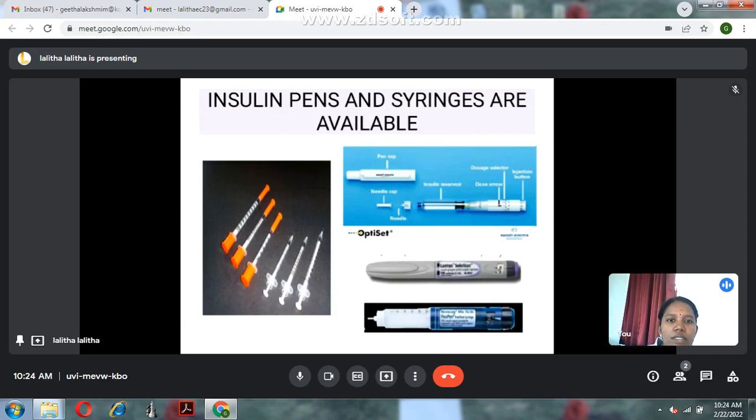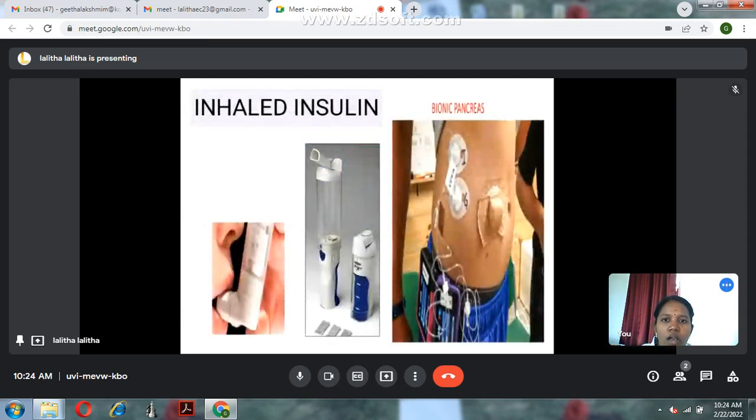Insulin pens and syringes are also available. These insulin syringes and pens can be used to inject insulin into our body. So this is how we can inject insulin into our body. With the bionic pancreas, we can also deliver insulin. So this is the system we can use to deliver insulin to our body. This is the explanation of insulin pumps.